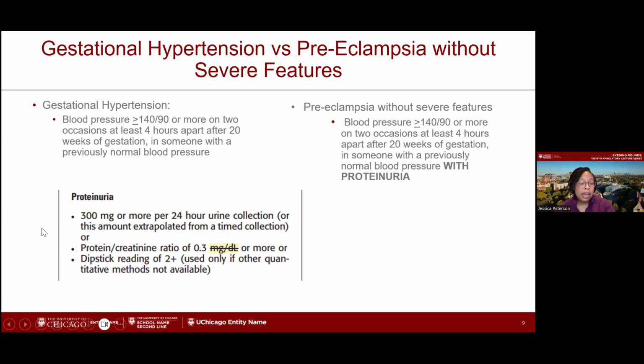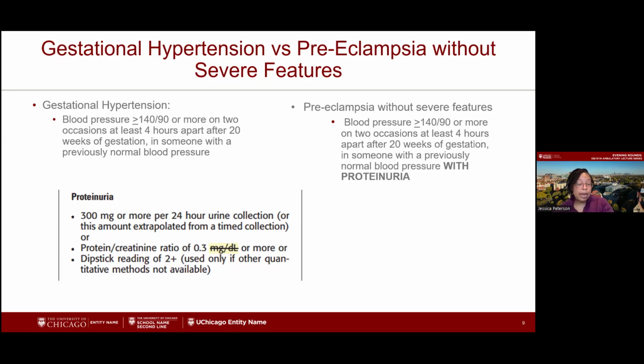So some of this stuff you guys won't actually see because there are labs that we review. So for instance, if we have people do a 24-hour urine, we're looking for 300 milligrams of protein or more in that 24-hour urine collection. If we're doing a protein to creatinine ratio, we're looking for 0.3 or more.